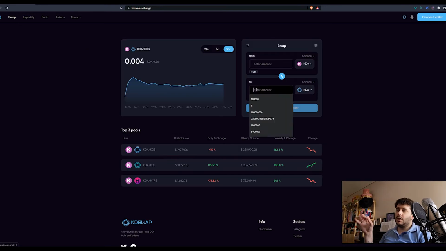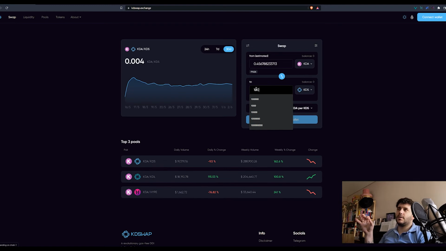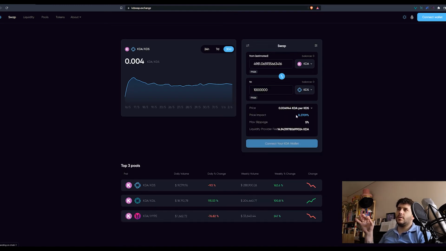But if you start increasing this amount, you can see that the price impact starts to grow. Why is that? Well, as you take more and more KDS, the ratio inside the pool changes. And so you cannot buy all of this KDS at the same price. You need to factor in the fact that the ratio is changing while you are trading.